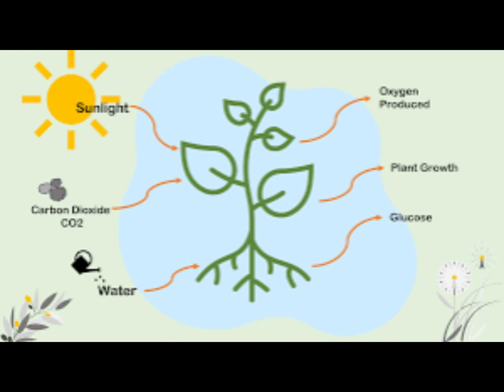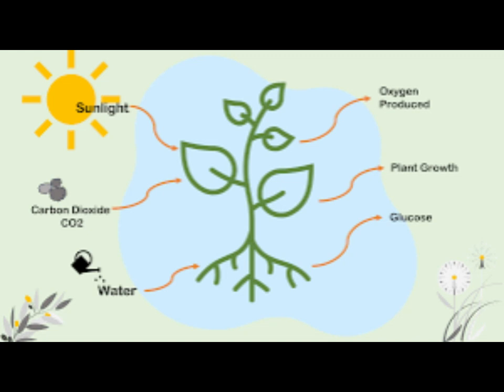4. The photosynthesis reaction, light-dependent and light-independent stages. Photosynthesis occurs in two main stages: light-dependent reactions. These take place in the thylakoid membranes of the chloroplasts. Sunlight splits water molecules and generates energy-rich molecules like ATP and NADPH.